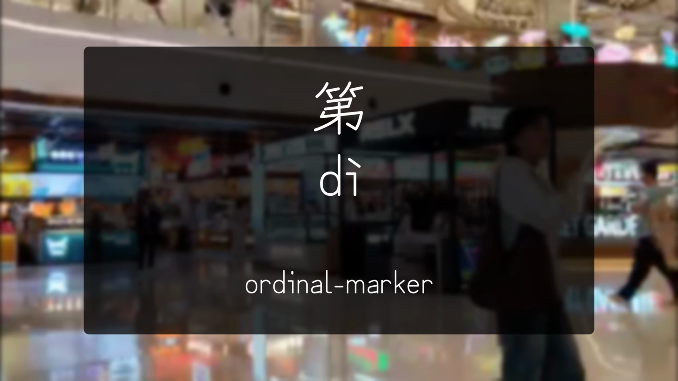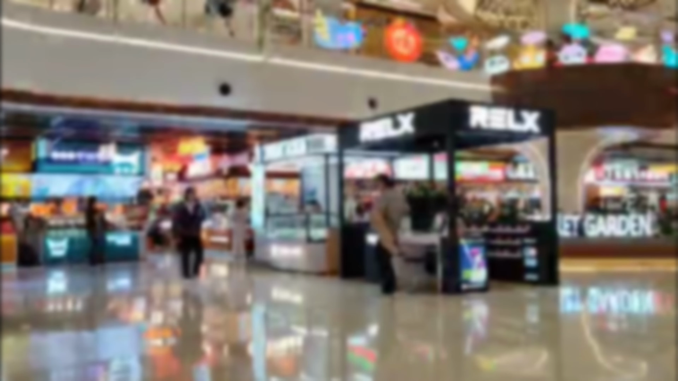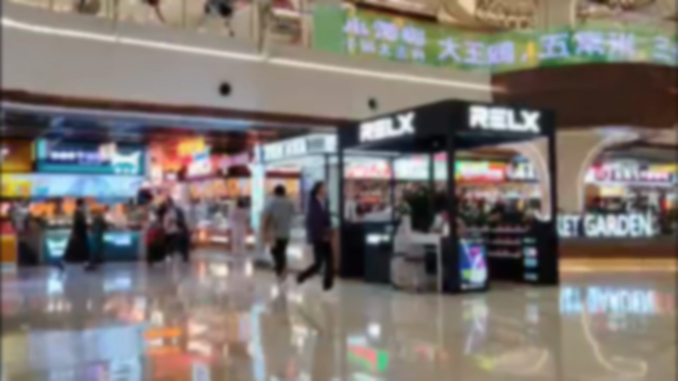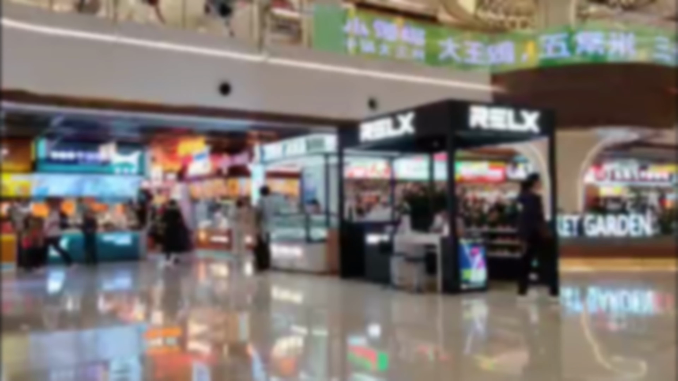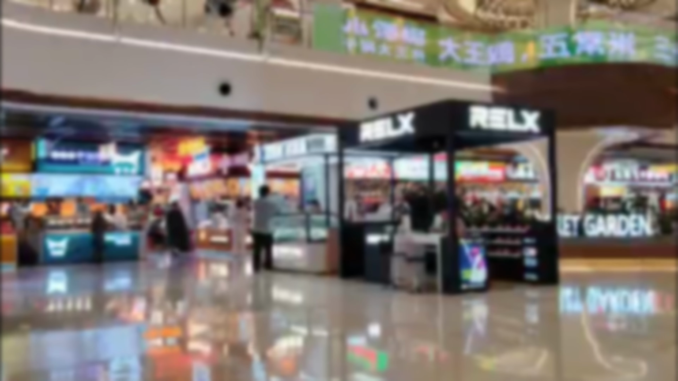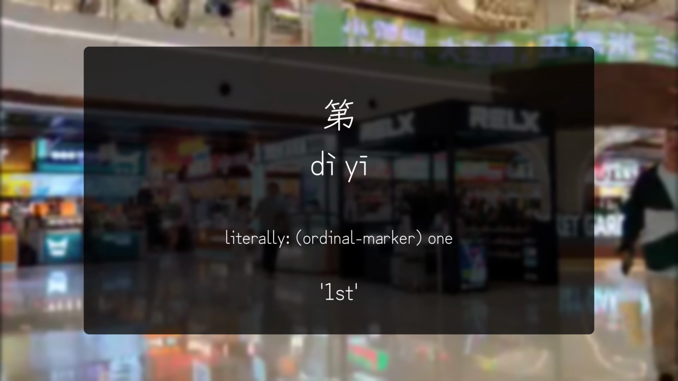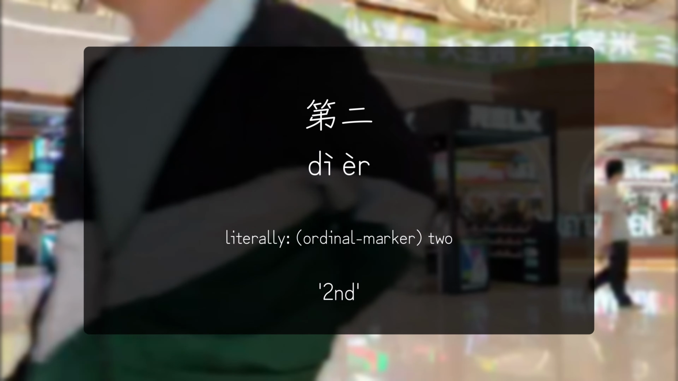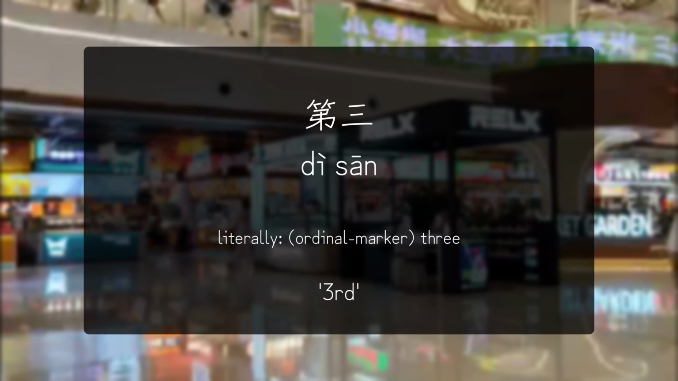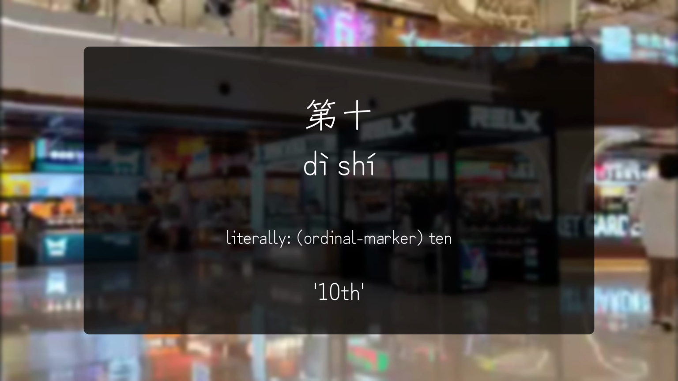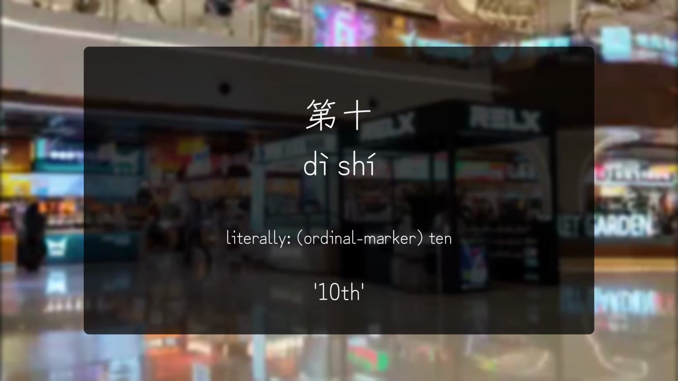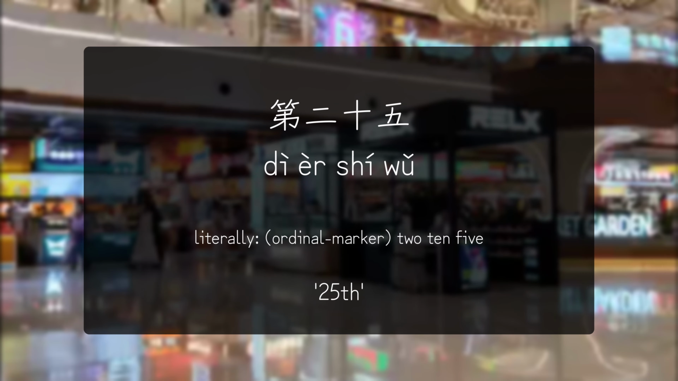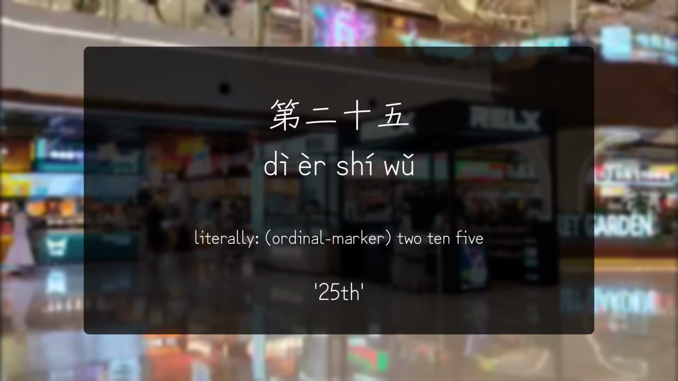Ordinal numbers in Chinese are formed with the ordinal marker 第 plus number. It works like saying the first, the second, the third in English, but without any modification to the numbers. Let's see some examples. The first, 第一. The second, 第二. The third, 第三. The 10th, 第十. The 25th, 第25.